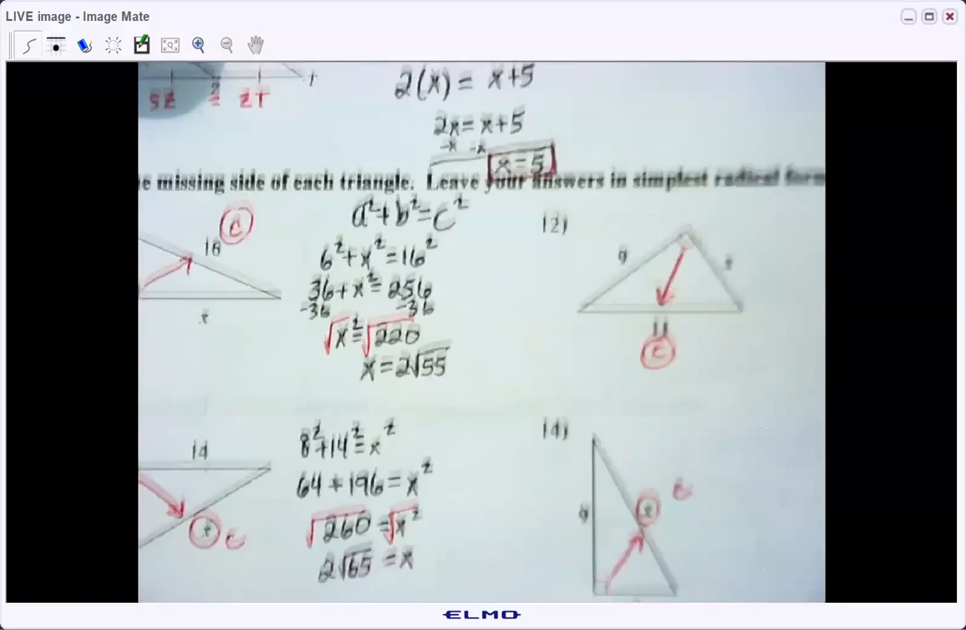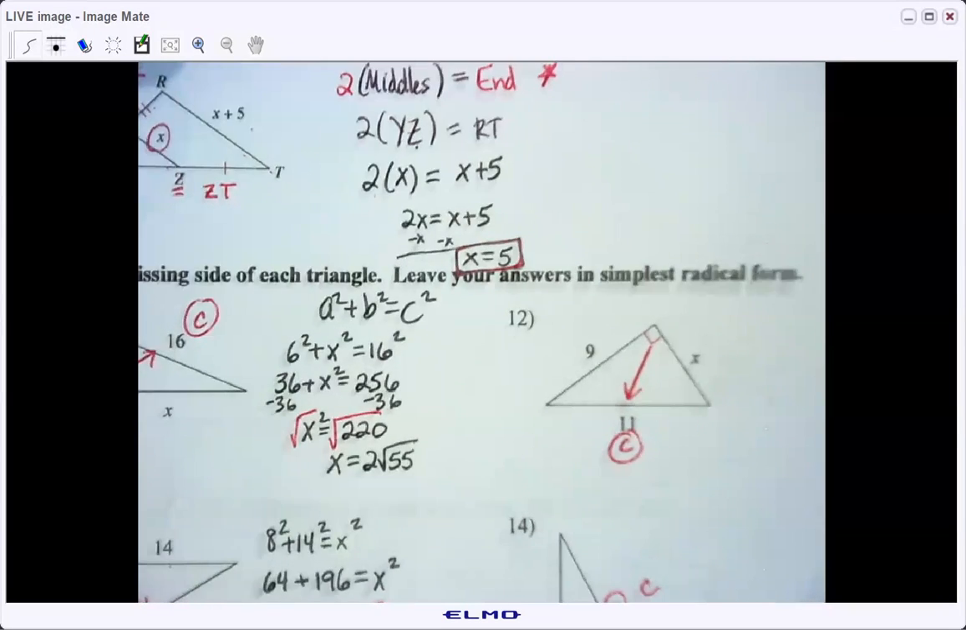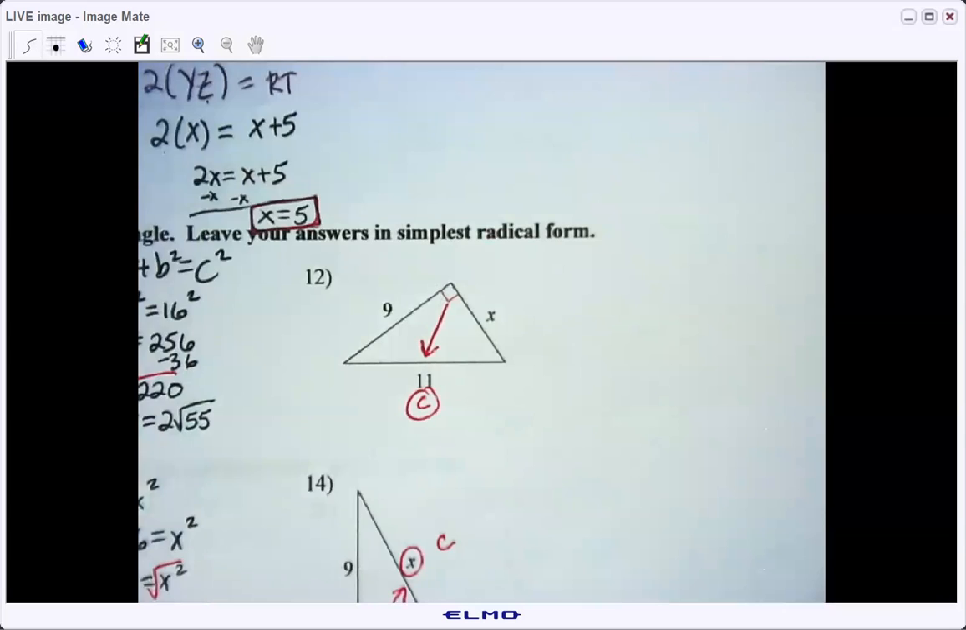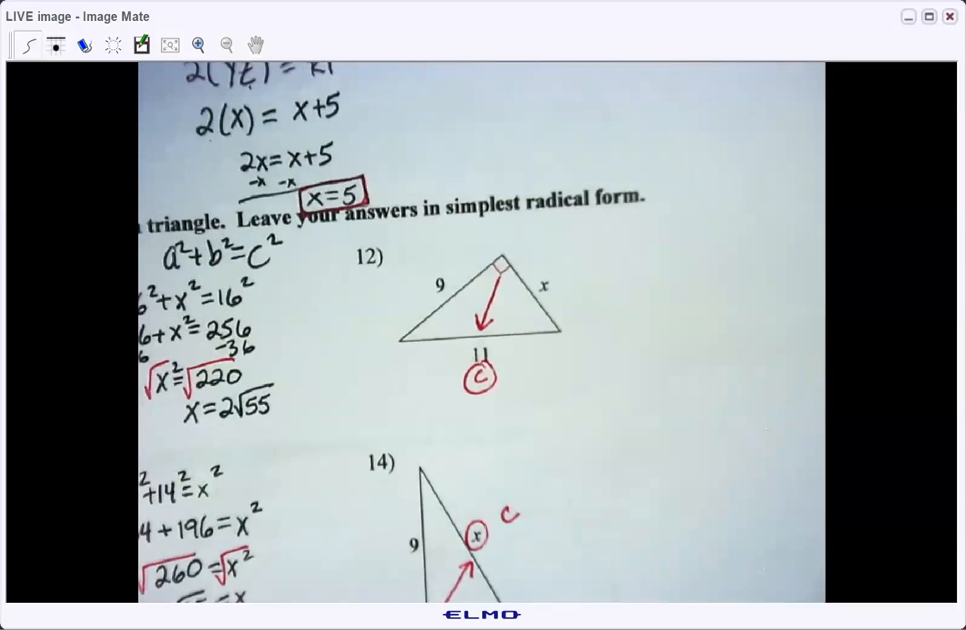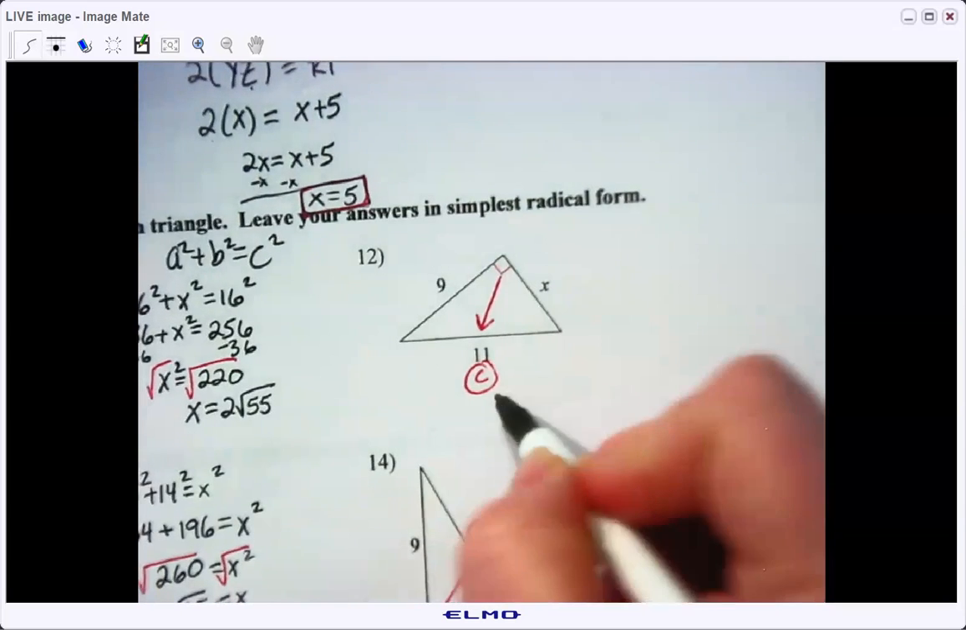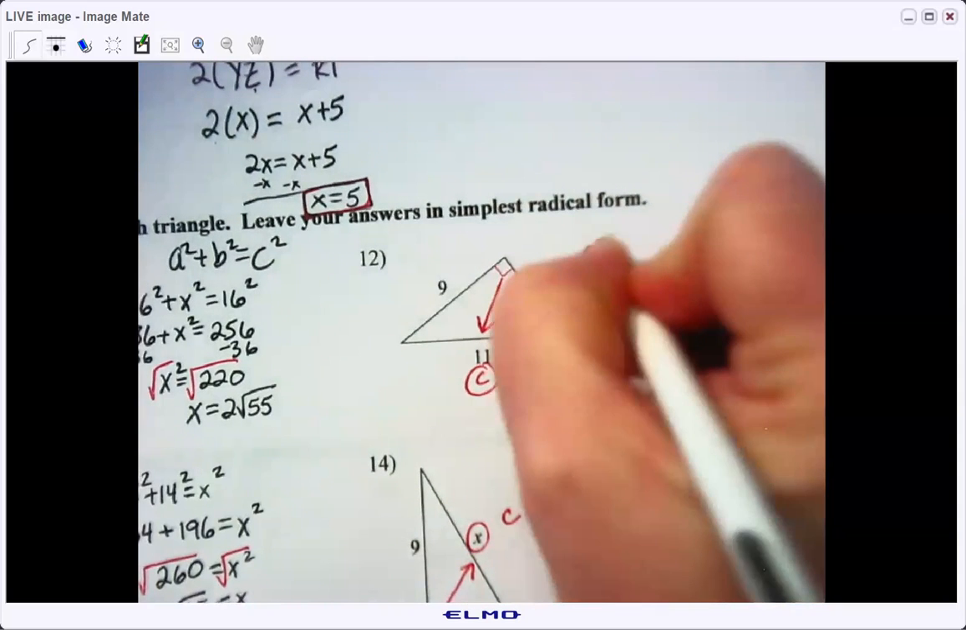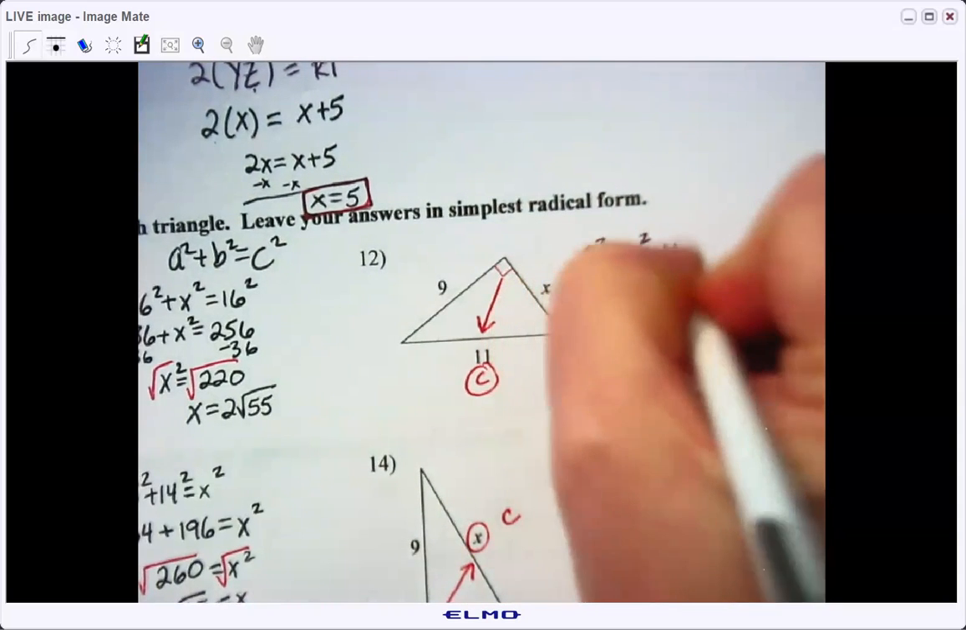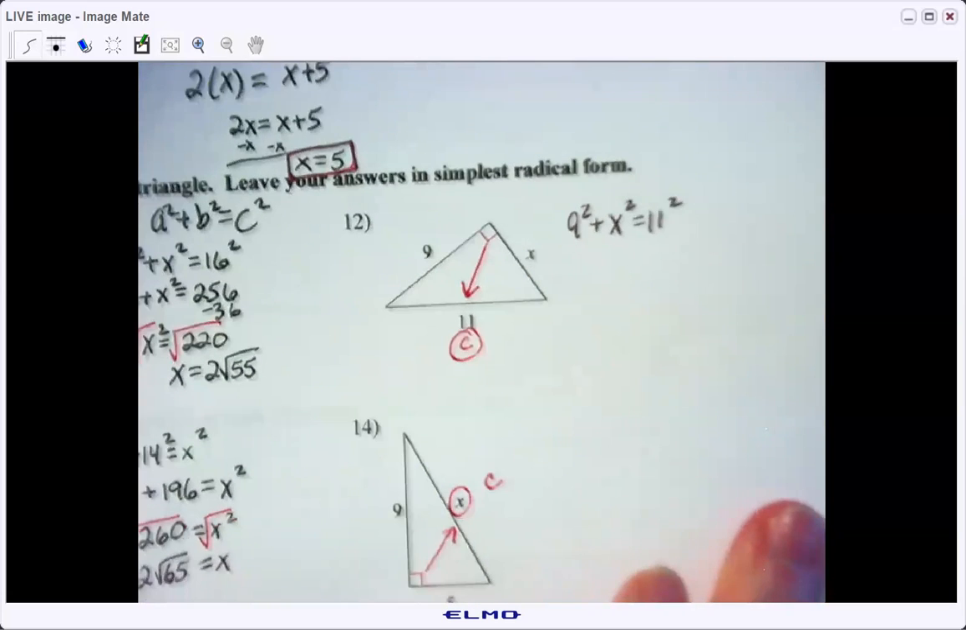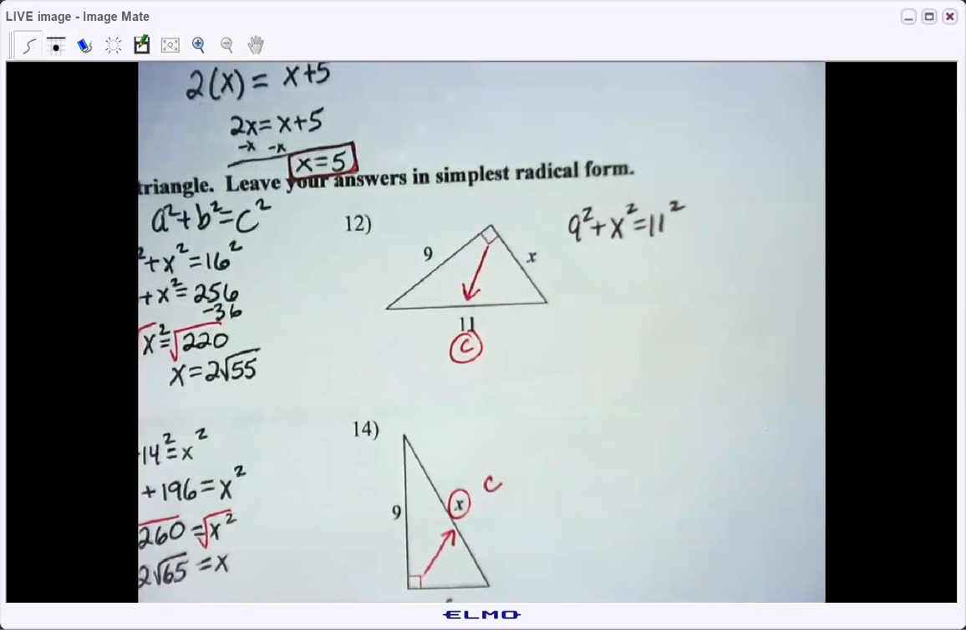Okay. Let's look at number 12. Same idea. Now my C is 11. So I've got 9 squared plus X squared equals 11 squared. Okay. Go ahead and work it out. Put your answer in the chat box. And you can write number, root, whatever, because you probably don't have a square root in your chat box.